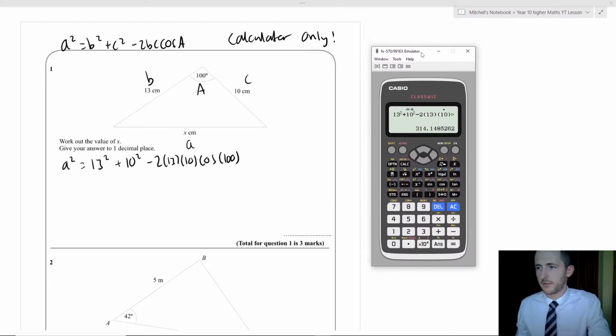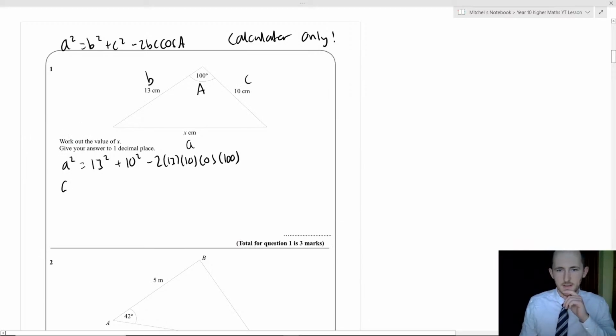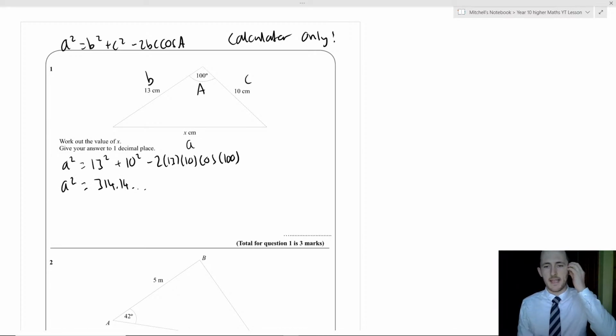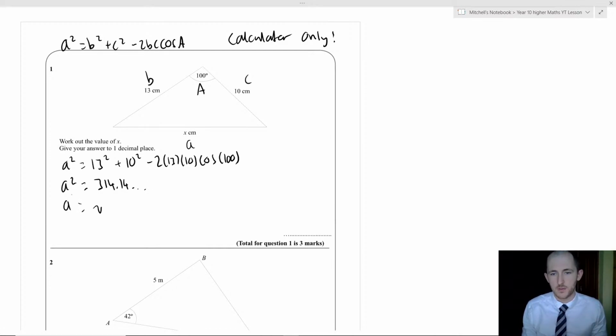Equals, and we get 314.148, blah, blah, blah. So I'm going to write A squared. And this is the really important bit. This is a mistake that I see a few students make. They leave this as their answer because they just write equals 314.14. If you look, that's what A squared equals. So A is actually equal to the square root of 314.14... So just keep that in mind.